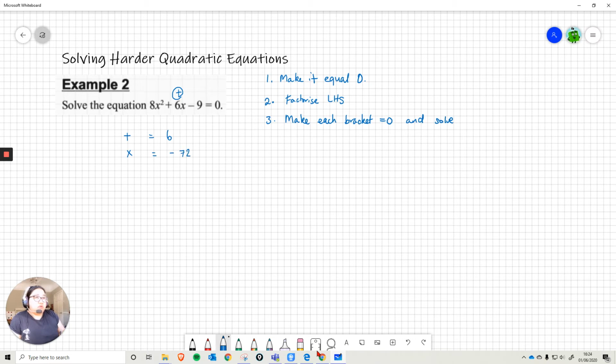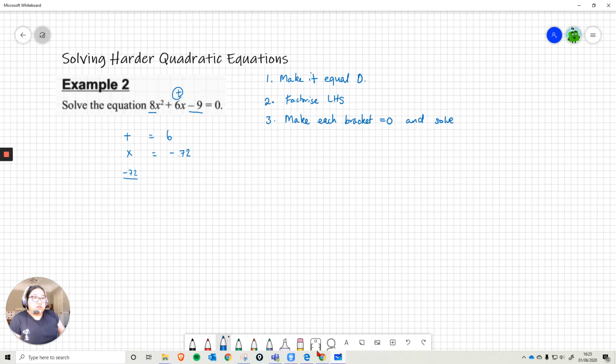Now I get this number minus 72 because I'm multiplying these 2 numbers together. So it's the coefficient of x squared being multiplied by the constant at the end, and that's where I'm getting the minus 72 from. So we've got to think about our factor pairs of negative 72 and which of those factor pairs will add together to give us our 6. Now because it's a negative, that means one of our factors is going to have to be a negative number.